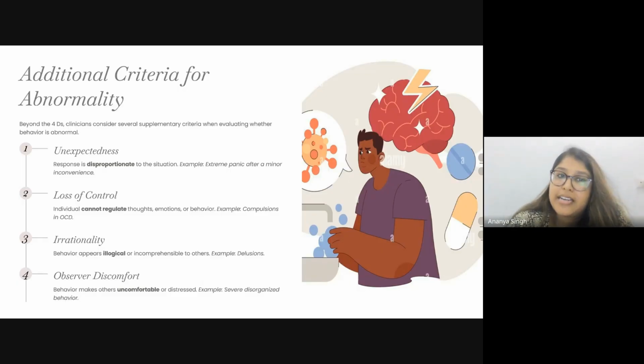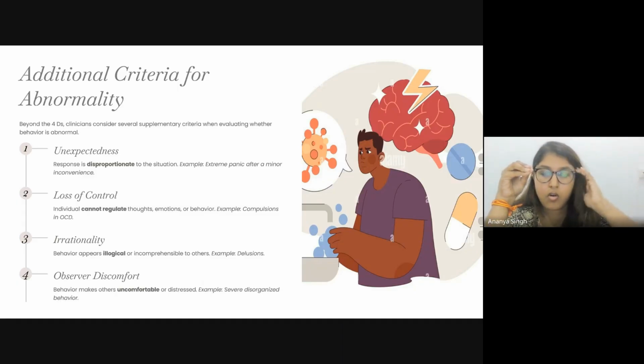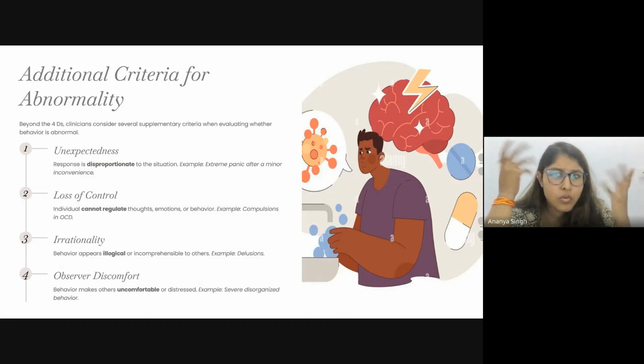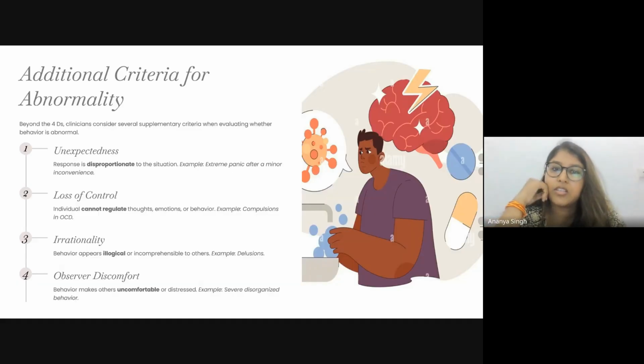Right. Additional criteria for abnormality. So what do we usually use in clinical settings? I'll quickly go over this. We have a lot to cover. So there's unexpectedness. If the response is not in tandem with the situation, the situation was this much, we responded this much. Or the situation was huge, but the person has no response at all. That could be considered abnormal.